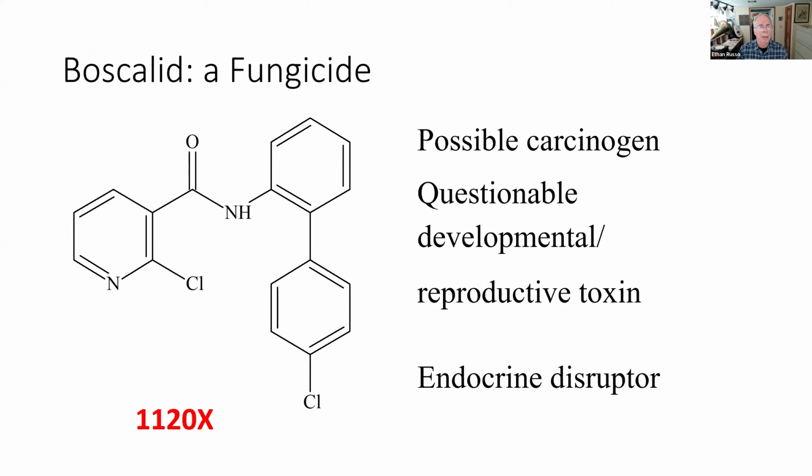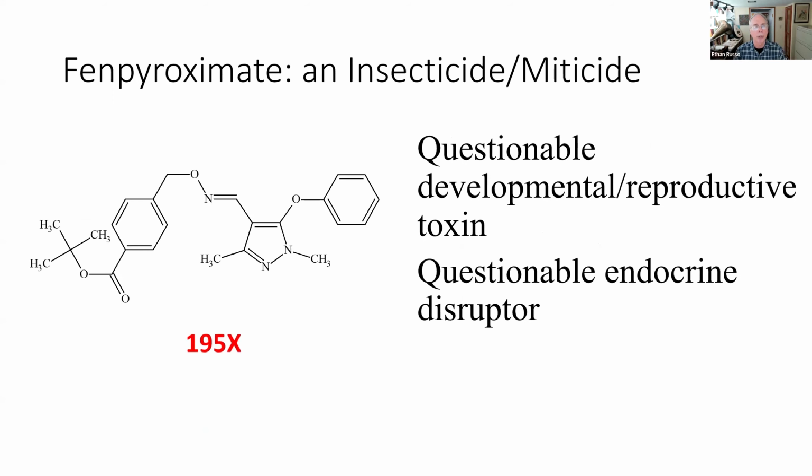A lot of cultivated cannabis came from Afghanistan originally, its genetic ancestors. That was a dry climate. And so molds are a big problem in cannabis culture, particularly indoors. So a lot of fungicides are used. Boscalid is one of those. This is over 1,000 times the allowable concentration. A possible carcinogen, again, questionable developmental and reproductive toxin, and a known endocrine disruptor.